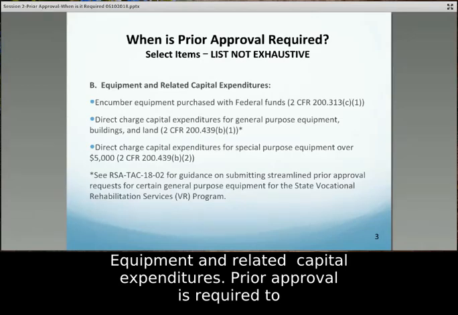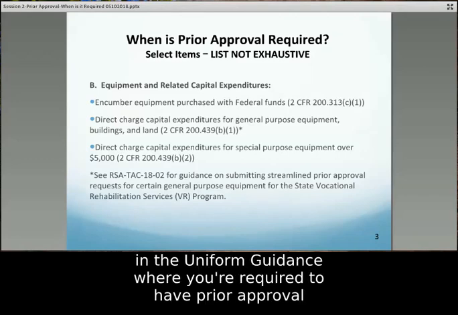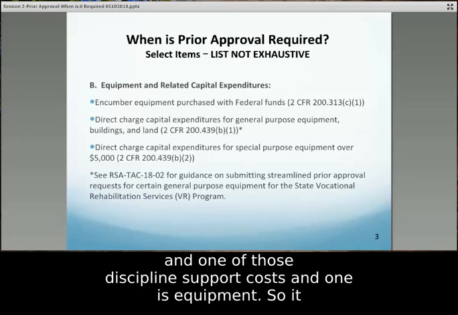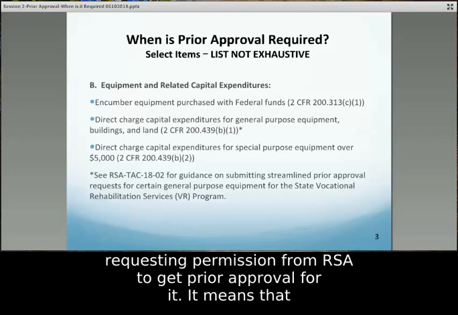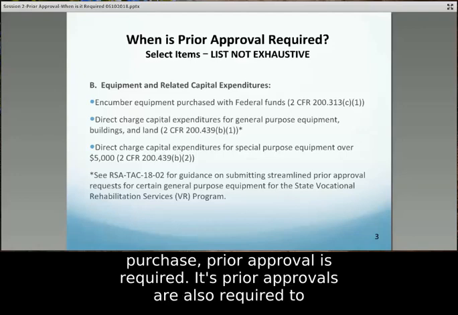Equipment and related capital expenditures. Prior approval is required to encumber equipment purchased with federal funds. There are 2 places in the Uniform Guidance where you're required to have prior approval before actually incurring or encumbering the costs, and one of those is participant support costs, and one of those is equipment. So it means that you're not necessarily obligating the equipment and then requesting permission from RSA. It means that prior to encumbering or obligating the equipment purchase or item purchase, prior approval is required.